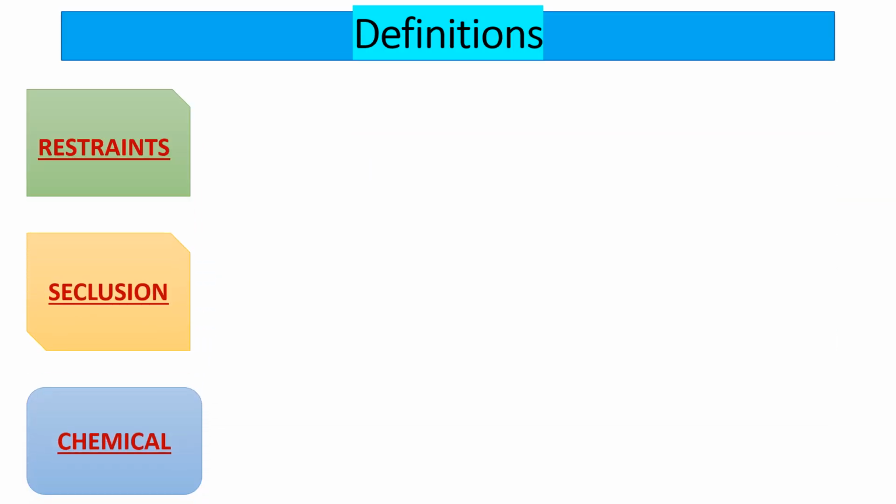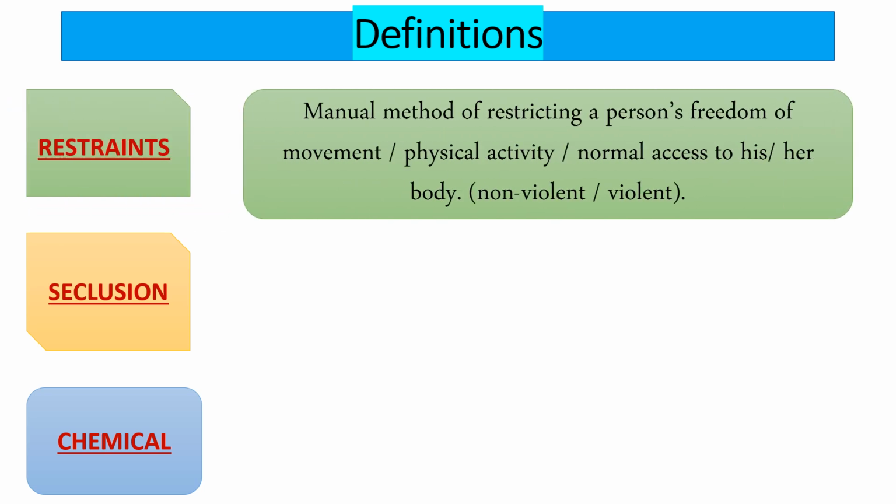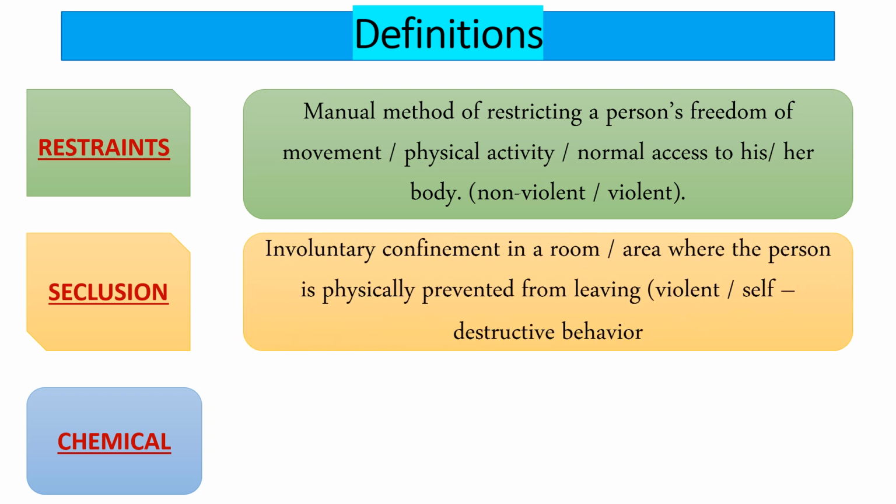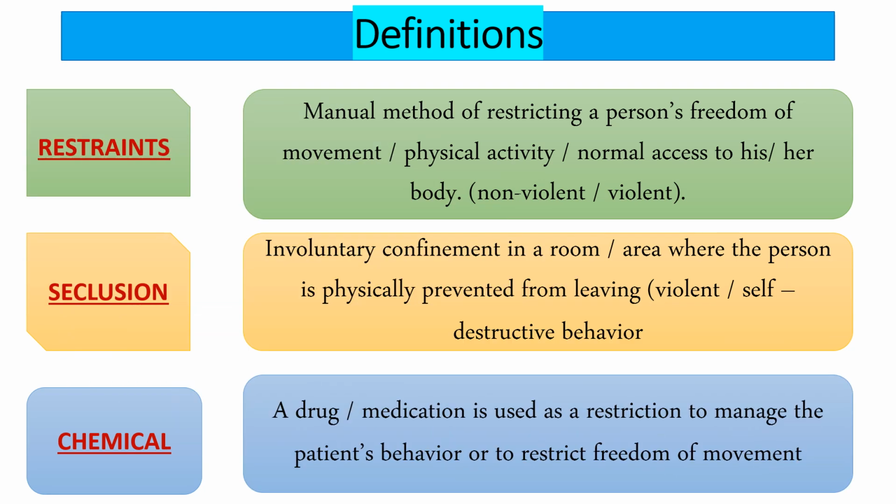Okay, now let's move on to the definition of terms. Restraint is defined as a manual method of restricting a person's freedom of movement, physical activity, or normal access to his or her body. This is for non-violent as well as for violent client. Second, we have seclusion. This is an involuntary confinement in a room or area where the person is physically prevented from leaving. This is also for violent and self-destructive behavior. Third one is a chemical restraint. It is a drug or a medication used as a restriction to manage the patient's behavior or to restrict freedom of movement.